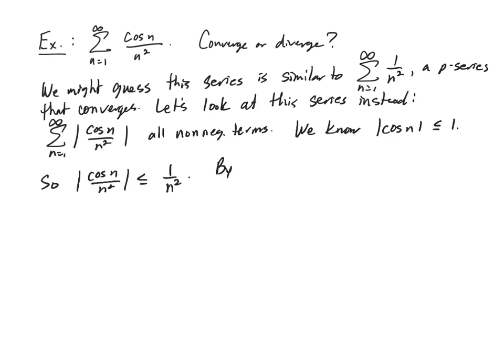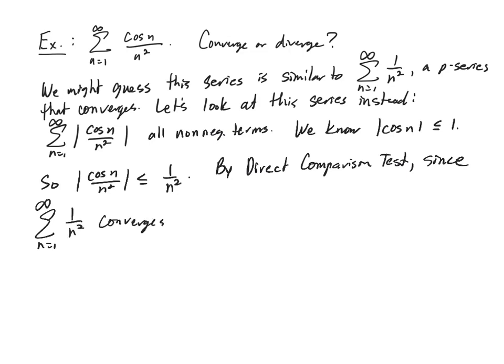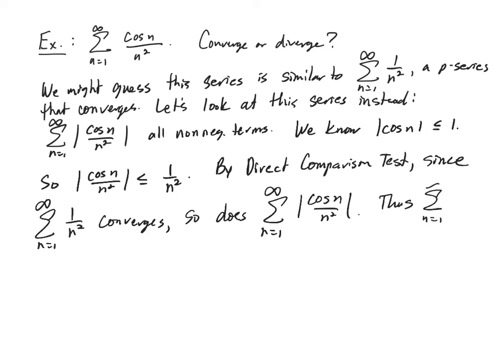So by the direct comparison test, since this p-series, the sum from n equals 1 to infinity of 1 over n squared, converges, so does the series from n equals 1 to infinity of the absolute value of cosine n over n squared. But that's not the series we started with. What that does say is that the series we started with, the sum from n equals 1 to infinity of cosine n over n squared, converges absolutely.